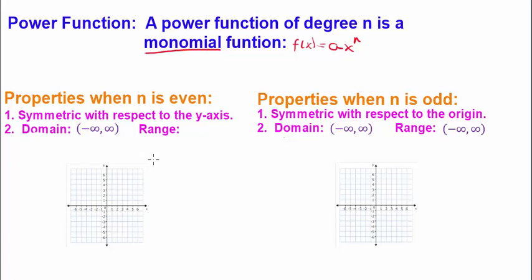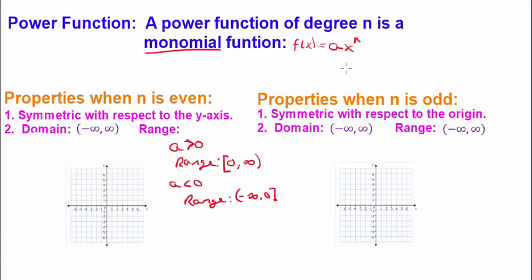Okay, so properties when this exponent n is even. It's symmetric with respect to the y-axis. The domain is negative infinity to infinity, so all real numbers. Notice I left the range blank for this because the range really depends on your value of a. So when a is greater than 0, the range will be 0 to infinity, including 0. When a is less than 0, the range is negative infinity to 0, including 0.